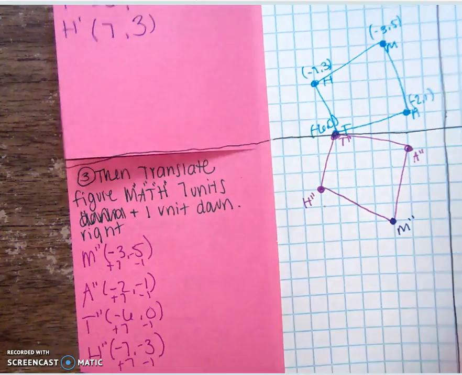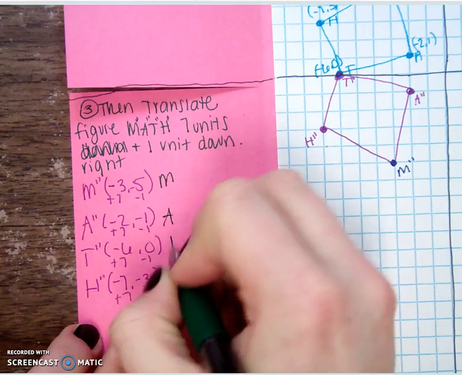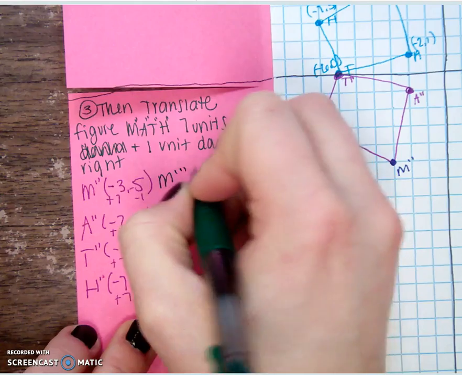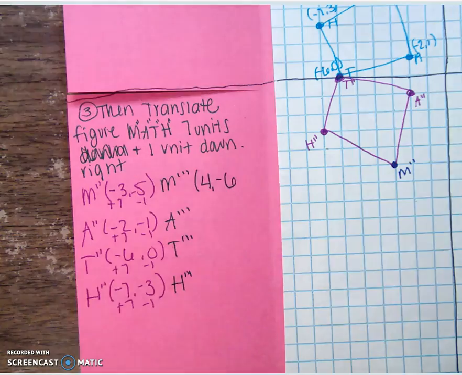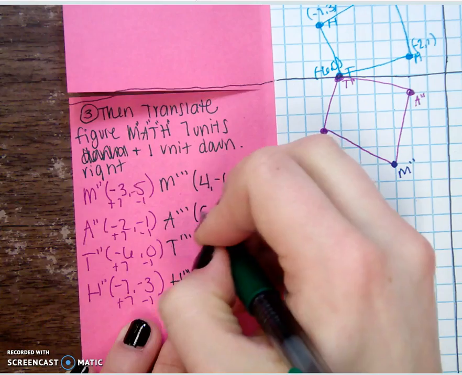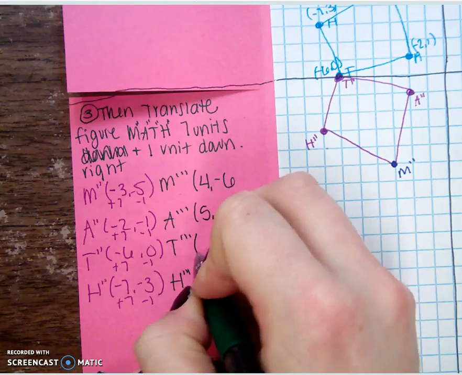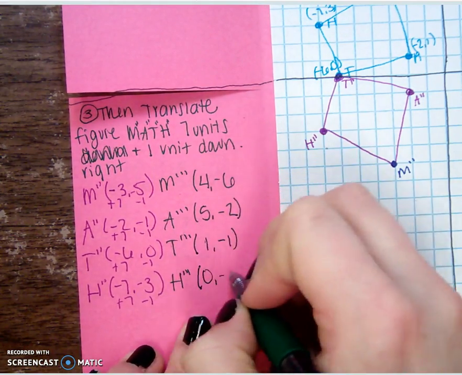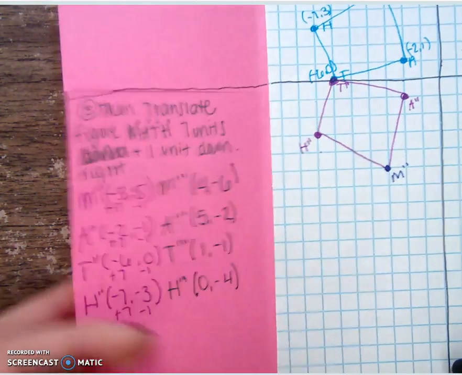Lost a pen. There it is. So I'm at my third prime. This will be 4, -6. The next one will be 5, -2. T is at 1, -1, and H is at 0, -4. All I did was add to the x and subtract from the y.